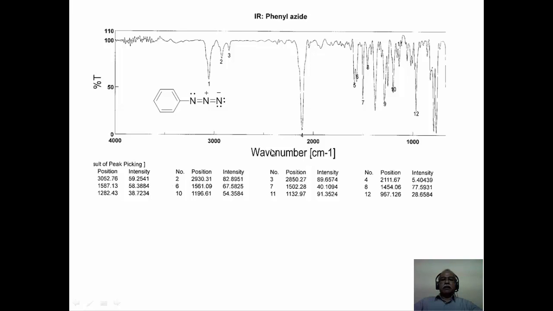This is an azide. This is phenyl azide. Phenyl azide has a very intense band around 2111. This particular band here is because of the N double bond N stretching frequency. This is actually a cumulene kind of system. Cumulenes also come in this region of cyano and acetylene. So this is the azide peak. N double bond N stretching frequency is what is seen as a cumulene system around 2111 in this particular case.